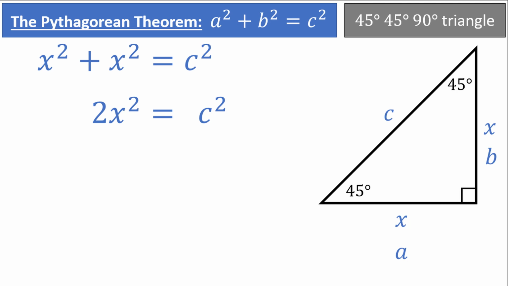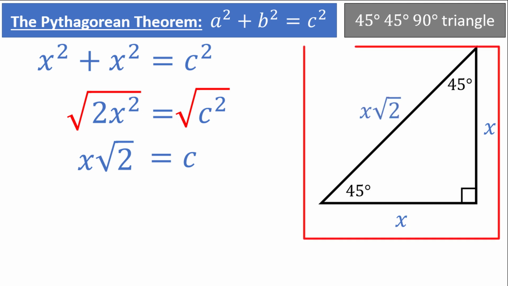So at this stage, we can take the positive square root of both sides. The negative square root wouldn't make a lot of sense since we are dealing with side lengths here. The square root of x squared is just x, and we can't do any further simplification with the square root of 2. On the right-hand side, we are left with just c. Altogether, we have that the length of the hypotenuse c is equal to the length of either of the legs times the square root of 2.